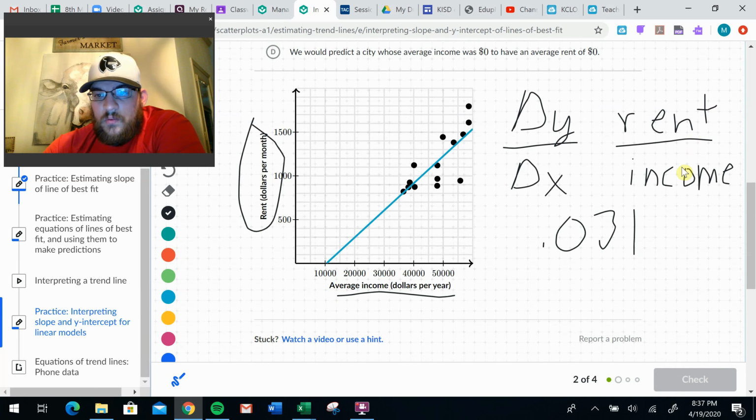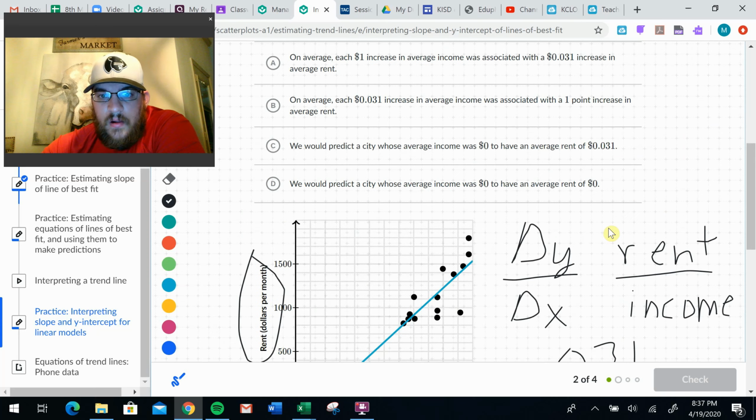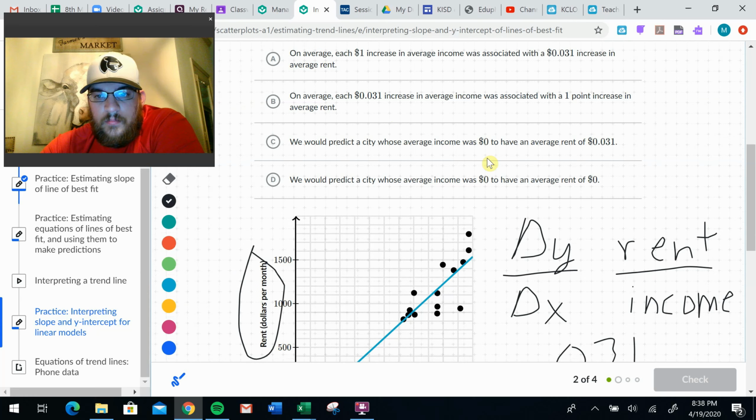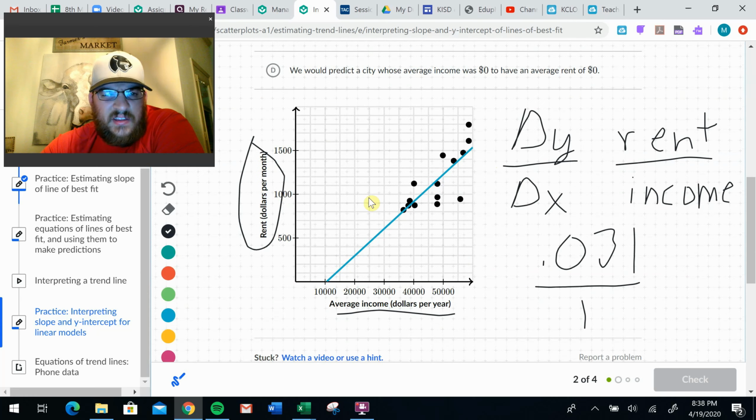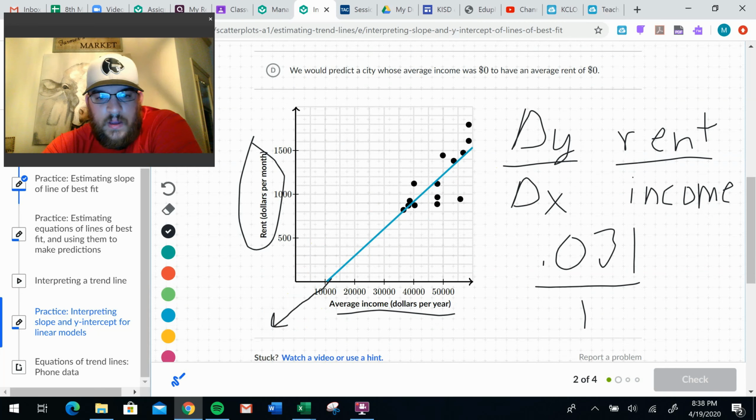Again, this is rent over income, so it's going to be 0.031 divided by 1. So it's rent divided by income. We would predict a city whose average income was 0 to have an average rent of 0.031. No. Okay, because the average income, that's trying to say the y-intercept would be at 0.031. Well, this has a y-intercept actually in the negative range, because it crosses down here and it'll keep going down this way.